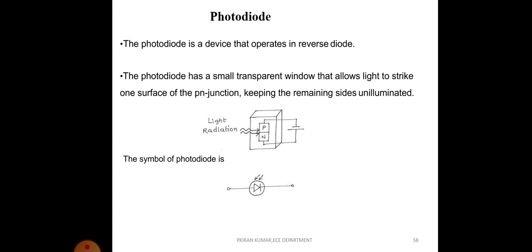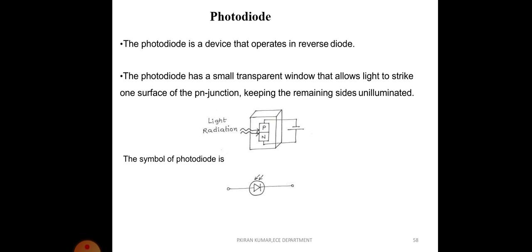First unit, the topic diode application, and that topic is photodiode. What is a photodiode, what are the characteristics of a photodiode, what is the working principle of a photodiode, and what are the applications, advantages and disadvantages? All these points I am going to cover in this session.